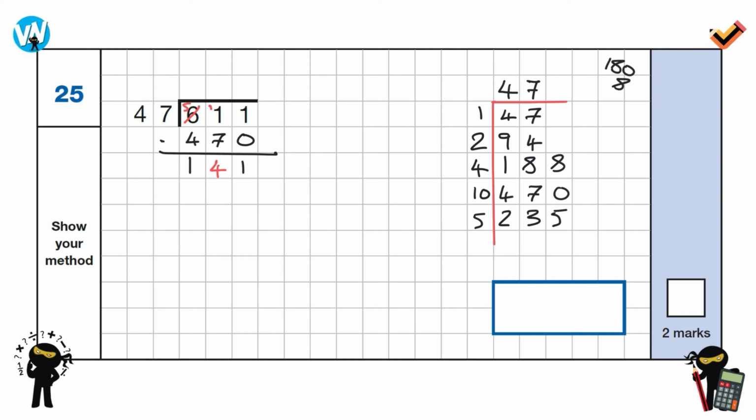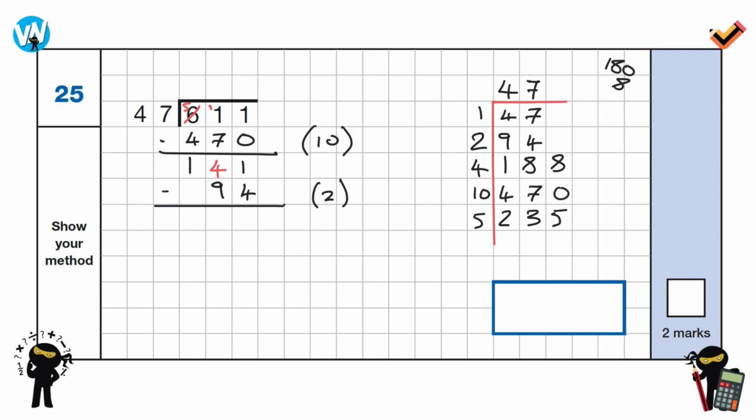The natural thing to take away now is 94, isn't it? So we're going to take away 94. And I've forgot up here to mark my 10 lots, which is important. 94 is 2 lots. So again, ruler.